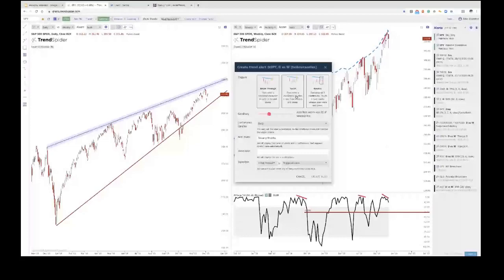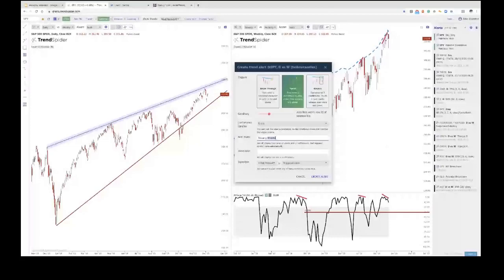For me, I just want to do a touch. Whenever the price touches that area, I want to be alerted. Whenever the 5-minute candle closes in this area, that's when I want to be alerted. I don't necessarily want to be alerted when the daily candle closes. That may be too late. I want to know whenever the 5-minute candle closes anywhere within that purple area.